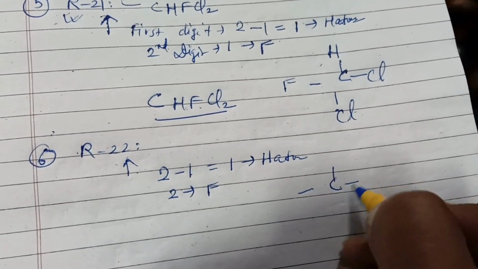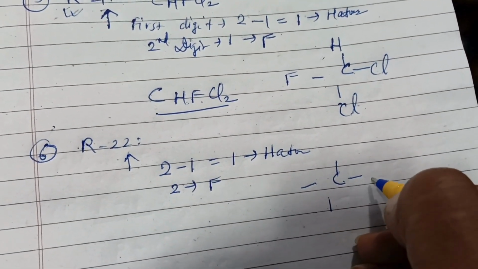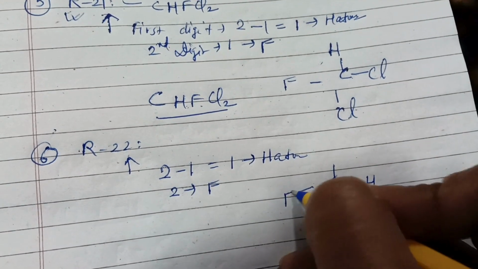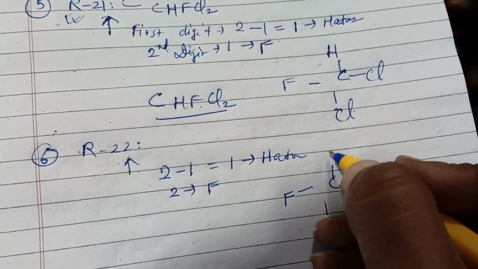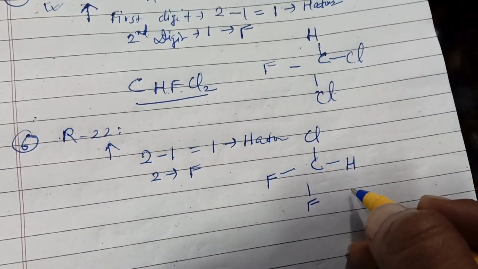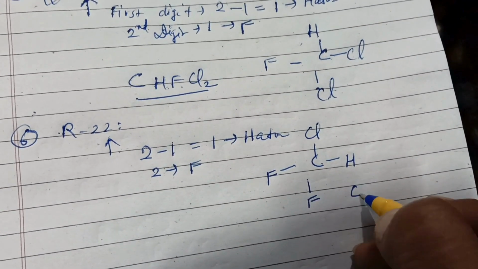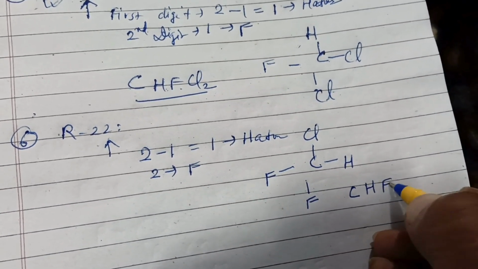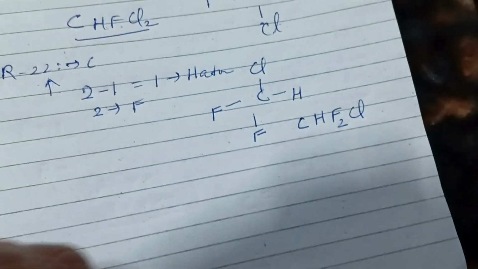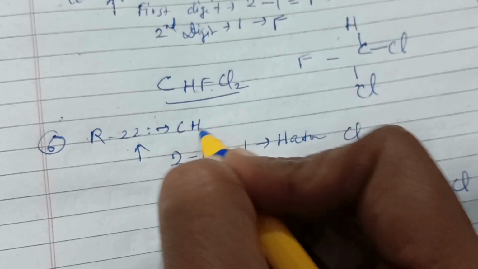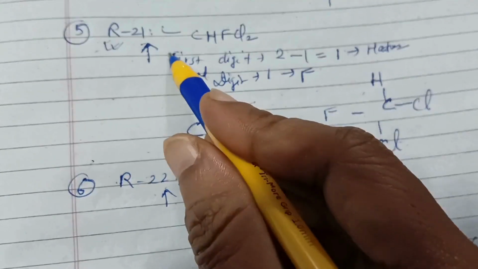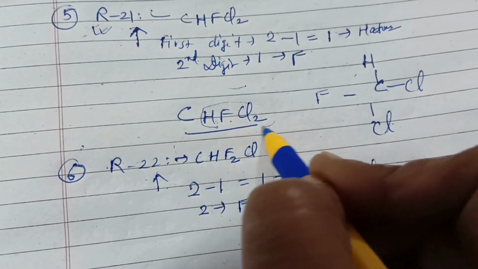So if you give the bonds for carbon, 1 you have to give to H. There are 2 fluorine, so 2F, and 1 is vacant, so this will be taken by chlorine. The rest is always taken by chlorine. So this is how you decide the formula for R22. So C1H, 2F, and 1Cl. This is the formula for R22. What you have got is CHF2Cl. This is very different from R21. The numbers are varying.